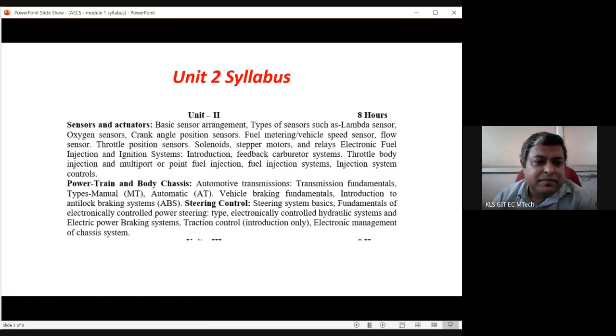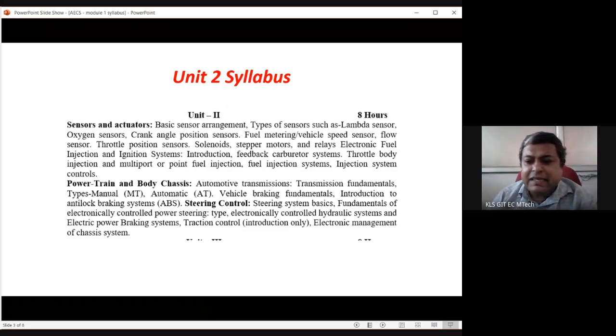Transmission fundamentals, MT, AT. These are manual transmission, MT, and automatic transmission, AT. Vehicle braking fundamentals. Whenever you are transmitting power, it is power transmission. Whenever you are braking, it is vehicle braking. Introduction to anti-lock braking system, ABS, and then steering control. Steering is a kind of control of the whole car, and there are a lot of things related to steering control.